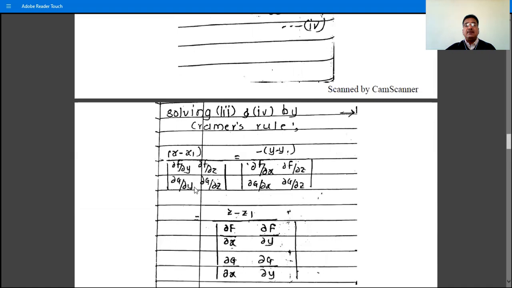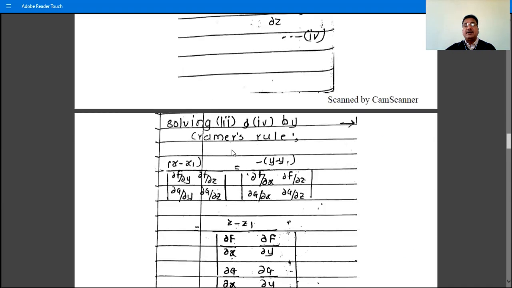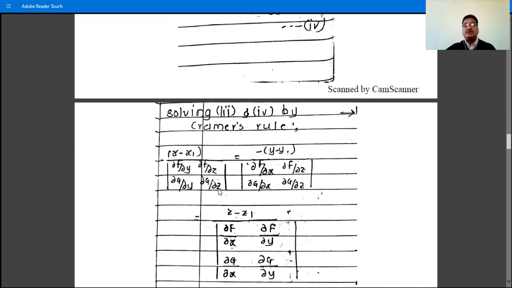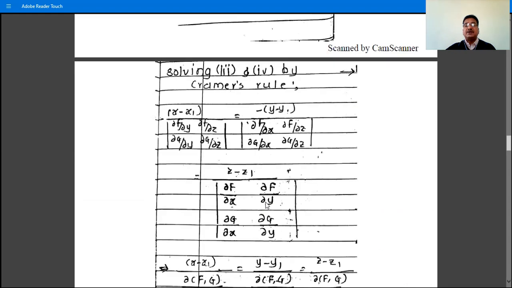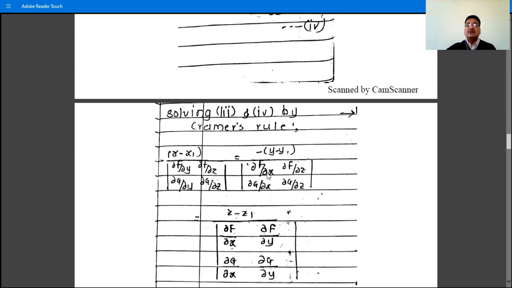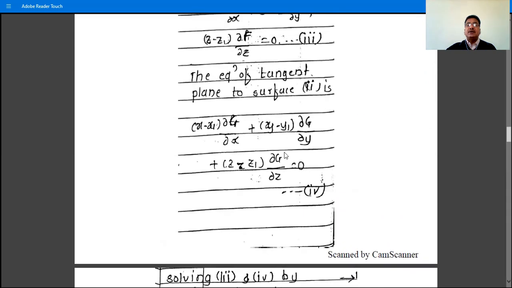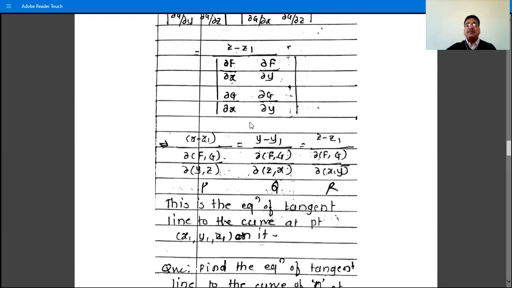(x - x1) divided by the determinant of ∂F/∂y, ∂F/∂z, ∂G/∂y, ∂G/∂z. Then minus, in bracket, (y - y1) divided by the determinant of ∂F/∂x, ∂F/∂z, ∂G/∂x, ∂G/∂z. And the last one is (z - z1) divided by the determinant of ∂F/∂x, ∂F/∂y, ∂G/∂x, ∂G/∂y.